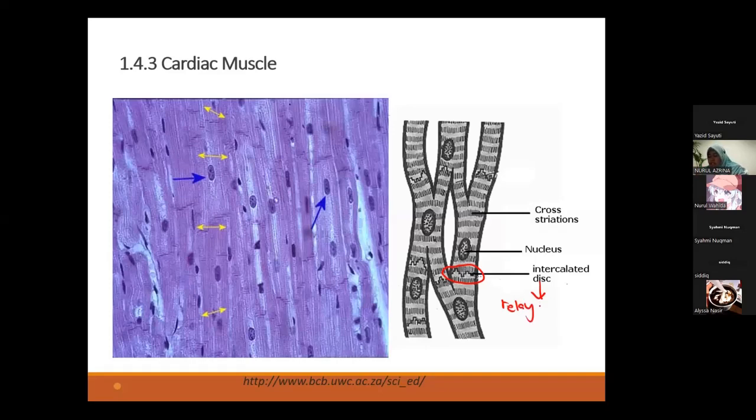So relay signal here is given as relay impulse, right? From one cardiac cell to another cardiac cell. So it means information can be sent to the whole cell of the wall of the heart so that the wall of the heart can contract simultaneously, okay? Right, so that is the function of the interconnected disc. And you can see it is branched, right? So it is an elongated cell and branched, okay?